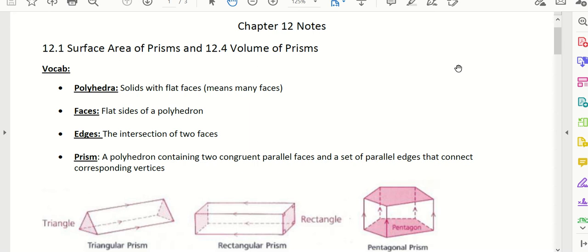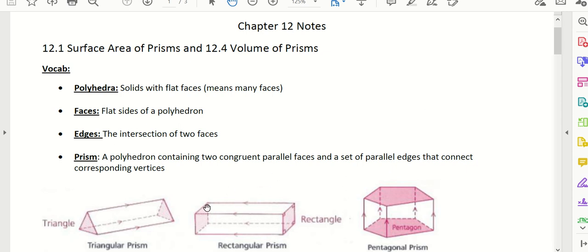First off, some vocabulary that we need to get out of the way. Polyhedra are solids. When we say solids, we're talking about three-dimensional objects. So you'll see some polyhedra down here below. Solids with flat faces. Polyhedra means many faces. Polyhedron would be one. Polyhedra are plural. Faces are the flat sides of the polyhedra.